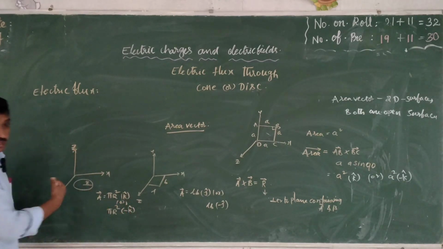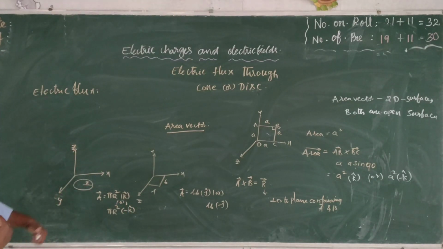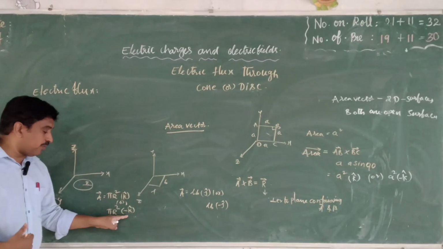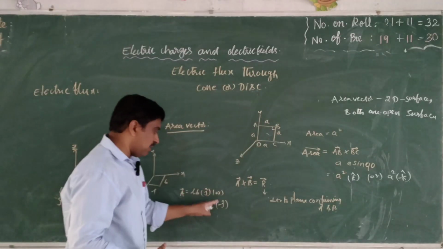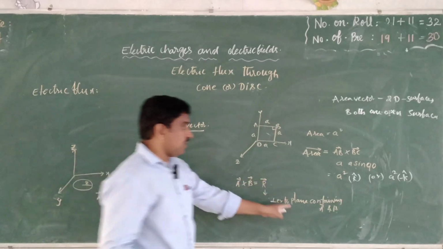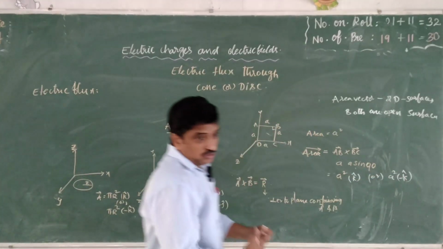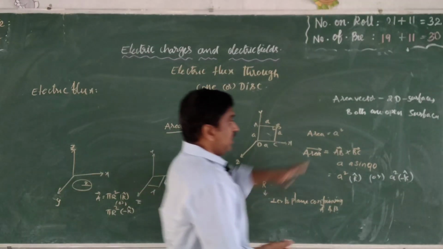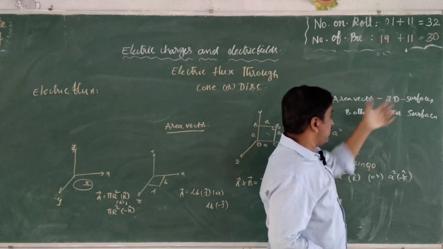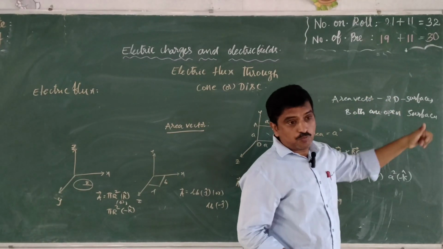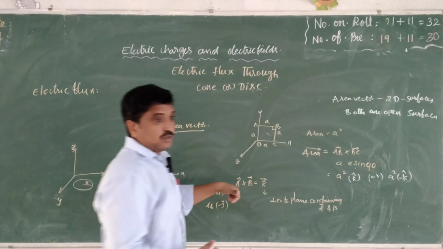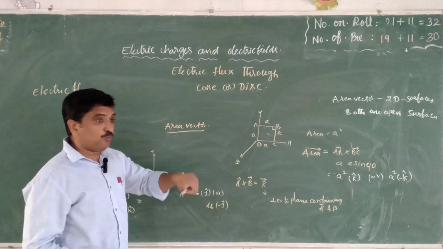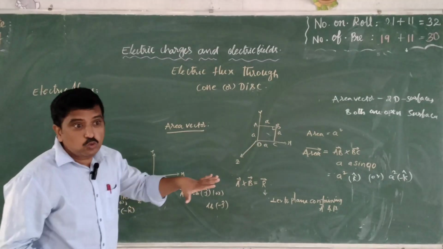Why? Because it has two open surfaces. Both surfaces are open, either upward or downward. That's why we can write k cap or minus k cap. Here also we can write j cap or minus j cap. Here we can write k cap or minus k cap. For 2D surfaces, both surfaces are open, so either upwards or downwards will be taken as the direction of the area vector.